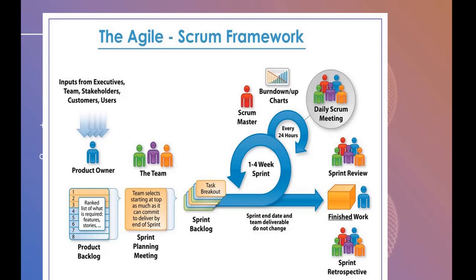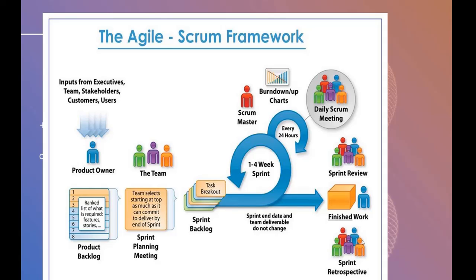So one of the core things, as well as transparency, is inspection and adaptation. Inspection means that in the deliverables, they will make an inspection. Is our deliverable satisfying the product owner's needs or not? Is there any issue? We need to fix it. And after that, if there is any issue, then they will adapt it. Right? Yeah.